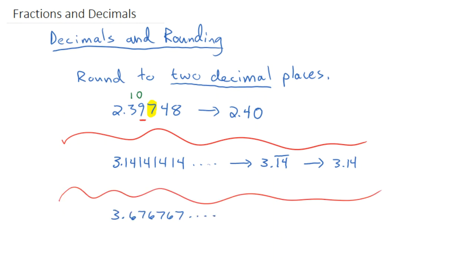Let's say we have 3.676767 and so on for the rest of our lives and beyond. Then if I wrote that with the repeating bar, that would be 3.67 with the repeating bar over it. But if I rounded it to 2 decimal places, it would be 3.68 because we're rounding to 2 decimal places, which means this is the place value I'm rounding to, and the 6 is making the decision. The 6 is greater than 5, so it tells me to bump the 7 by 1.